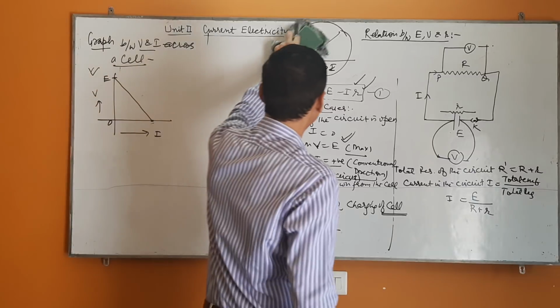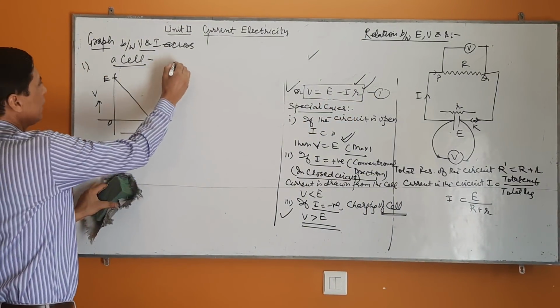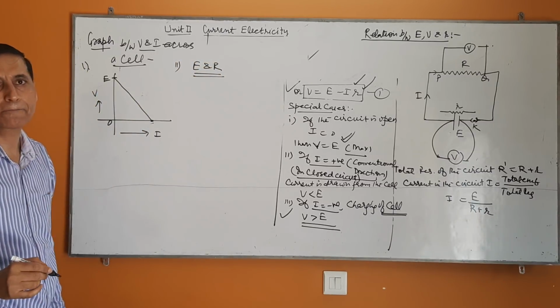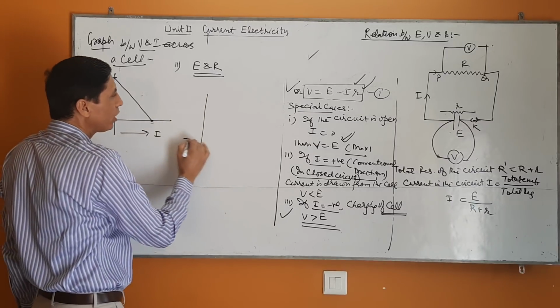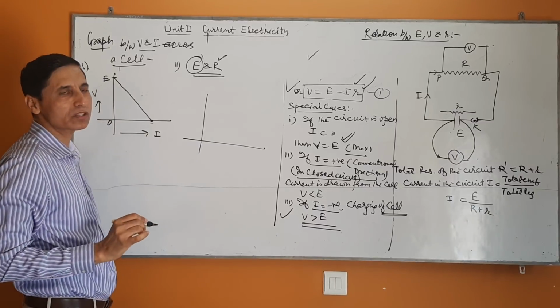So this is the difference between these two. Now, this is the first graph. We can take a second graph between E and R. What is E from this formula? E is independent of R. If the maximum value remains constant, it does not depend.